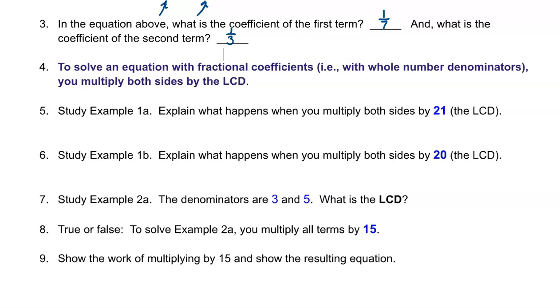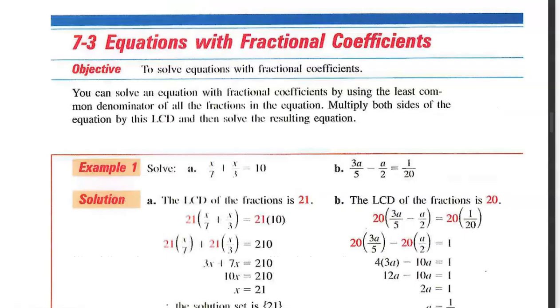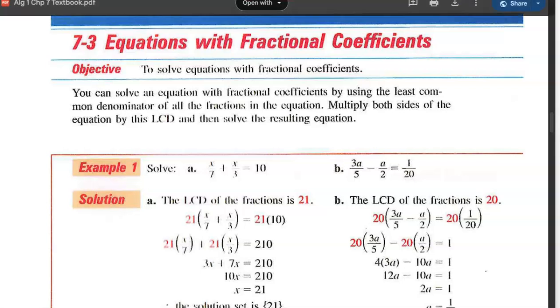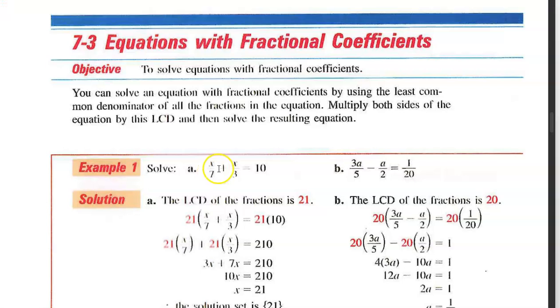Number 5, take a look at example 1a in the book, and then explain what happens if you multiply both sides by 21. Here's example 1a. Notice one denominator is 7, the other denominator is 3, therefore the LCD is 21. And you'll notice that down here the authors have multiplied the left side of the equation by 21 and multiplied the right side by 21.